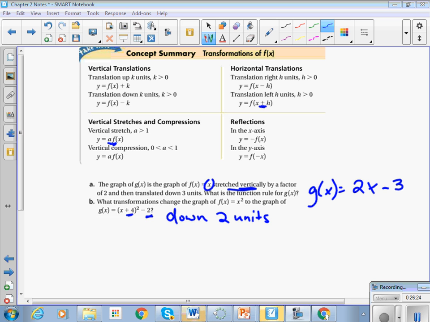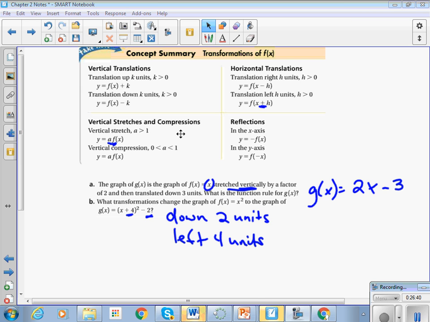So you look, when I take out my x coordinate and I replace it with x plus h, we're moving it left 4 units. So the transformation that changed the graph of f of x equals x squared to the graph of g of x equals (x plus 4) squared minus 2 takes our function and moves it down 2 units and left 4 units.